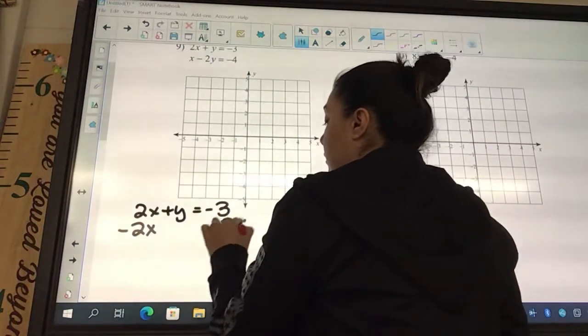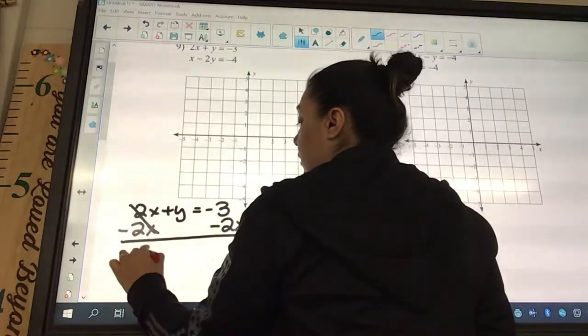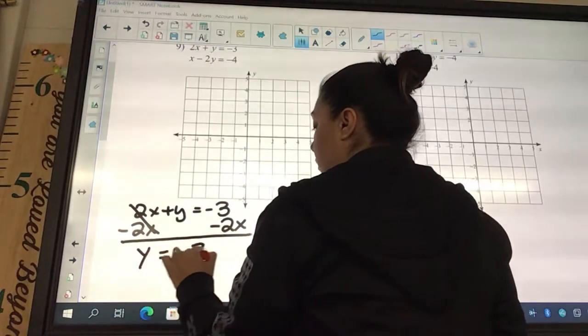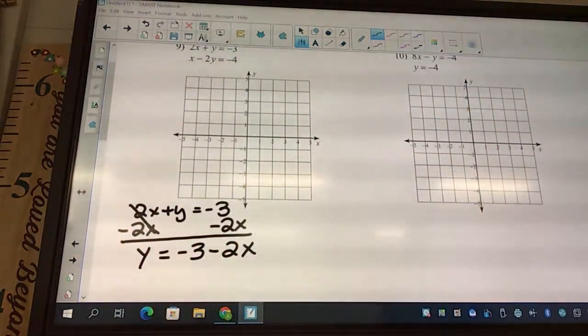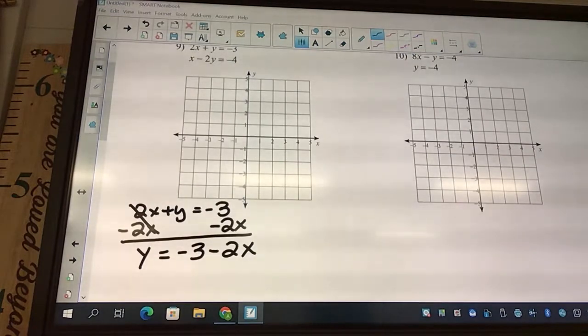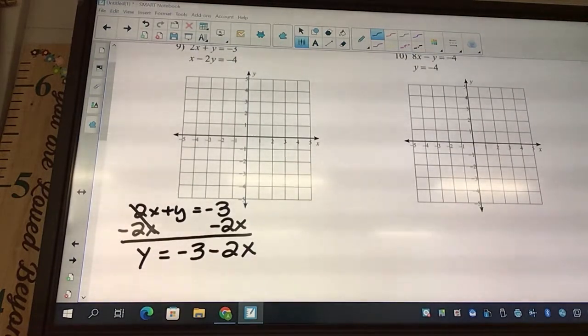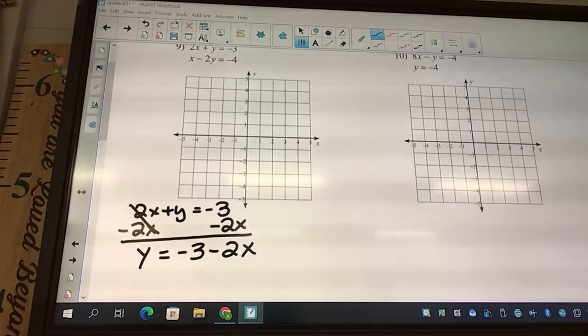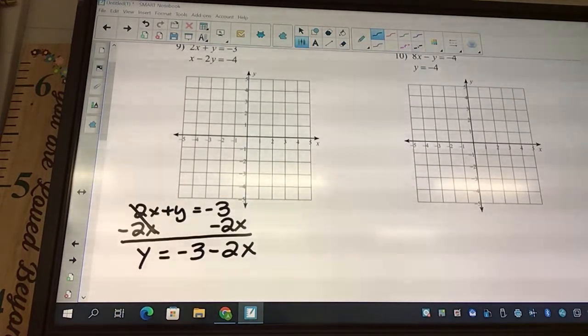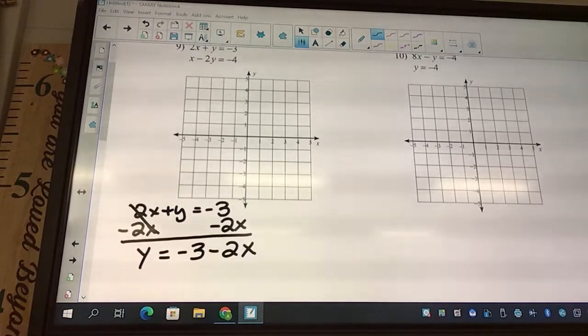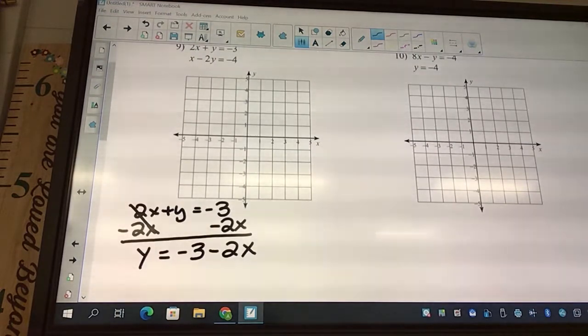minus 2x. Is there a number next to the y? Kinda, I mean, there's a 1, okay, but it's gotta be bigger than 1, like a 3, 5, whatever. So if there's not, then you don't need to divide. Okay, so that one's ready to be graphed. It says y equals, so that's good.